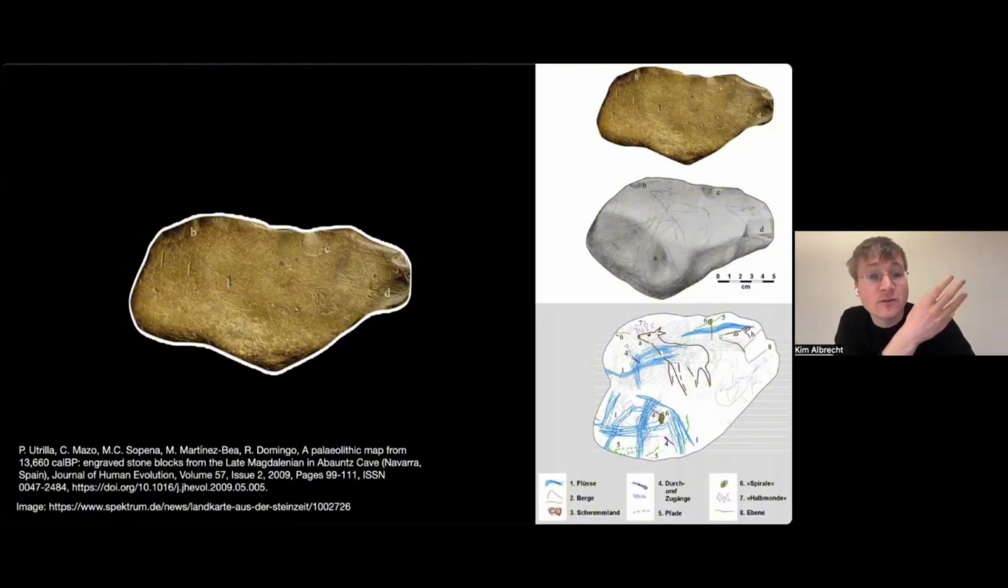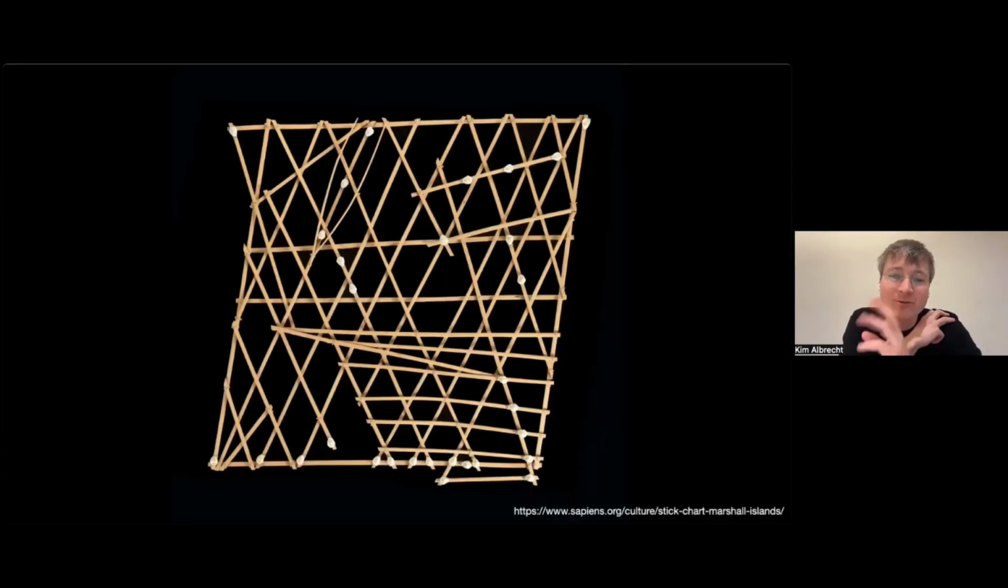And this is, of course, not the only piece. I want to show you one more of these. This is called a stick chart. It's an arrangement of bamboo sticks and little shells. And what is represented here is a map of the oceans. So basically, the blank spots are islands, and the flow of the water is graphed by the bamboo sticks. So this was made in the Marshall Islands region to navigate the oceans.